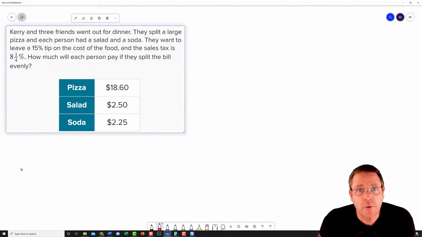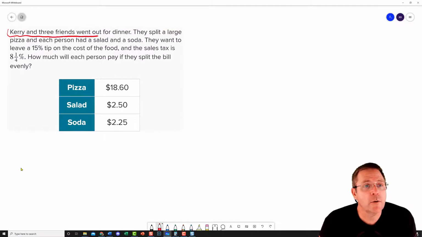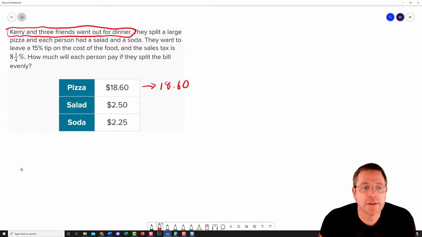Alright guys, this problem has got layers upon layers of evil in it. The first thing we need to do is figure out what the total cost of the food is. We know that it was Carrie and her 3 friends went out for dinner. So that's 4 people. They split a large pizza, so the total cost of the pizza is $18.60. And it also said each person, right here, each person had a salad and a soda.